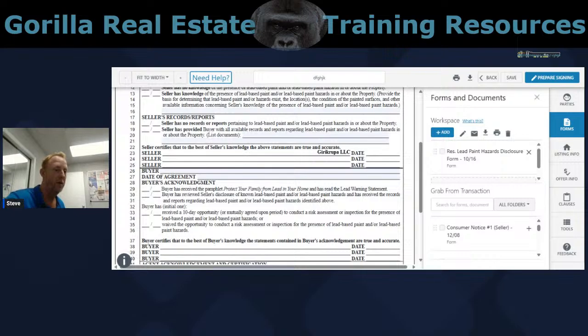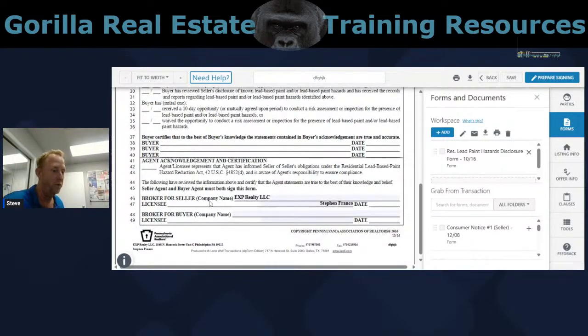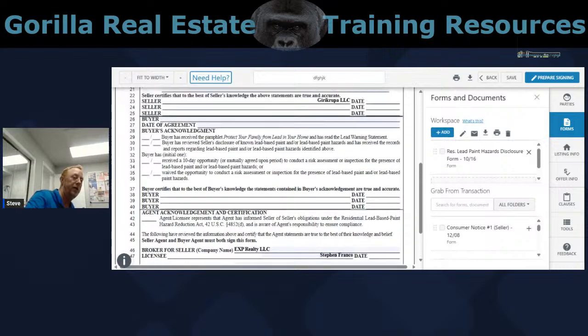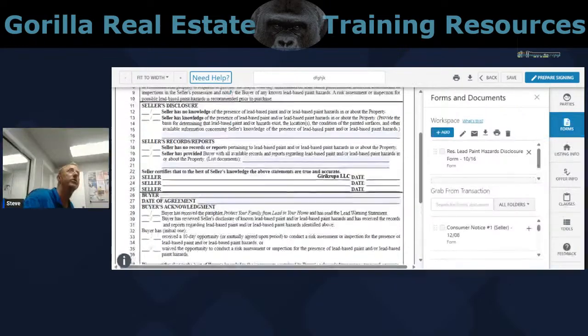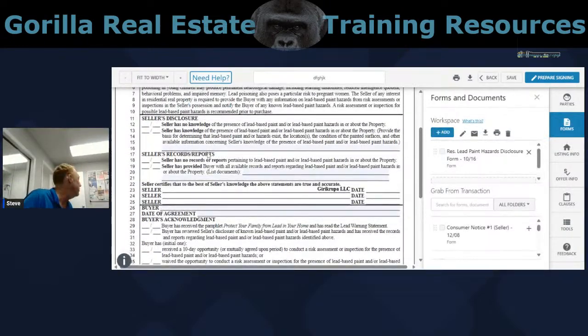You also down here, this is the part I don't understand. You're initialing and you're signing. Now, just to put it in perspective, the EPA says this section has a $33,000 penalty. This section has a $33,000 penalty. The agent section has a $33,000 per agent penalty. So the EPA is not joking around with this.